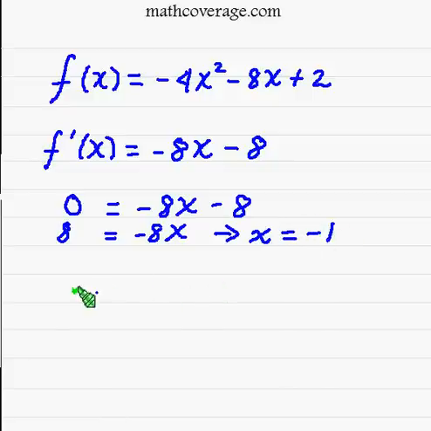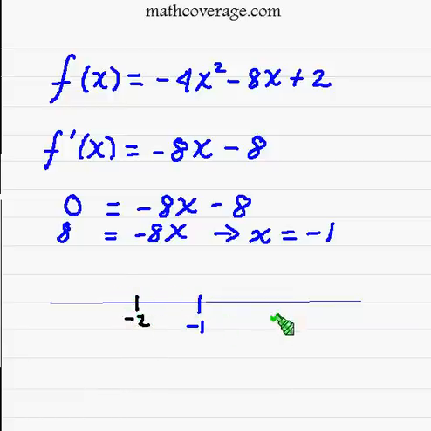Then what we're going to do is draw a number line. And we're going to take negative 1, and I'll just put it here. All right, and then we're going to pick our test points. So you can pick any number to the left of negative 1, any number you choose. I'll choose something easy like negative 2, and I'll pick a number to the right of negative 1, 0. Like I said, you can choose any number you want, but choose something easy because you're going to have to plug these back into the derivative.